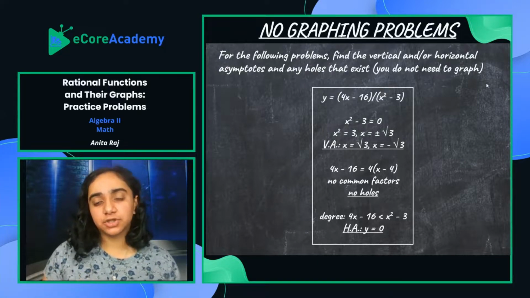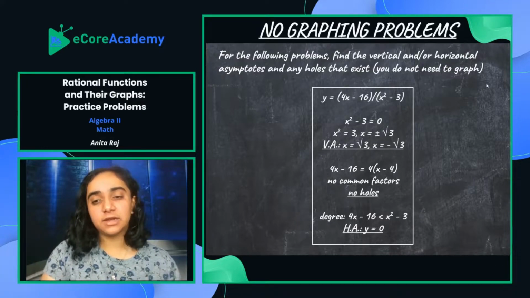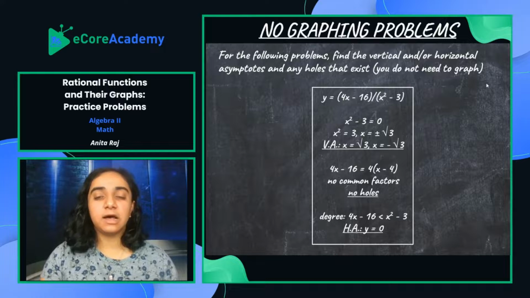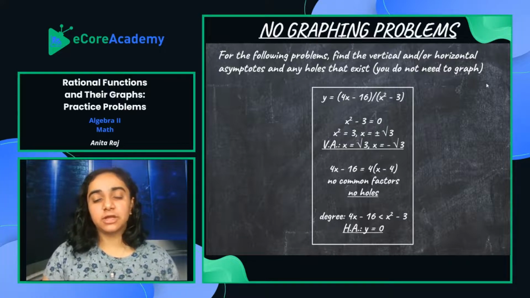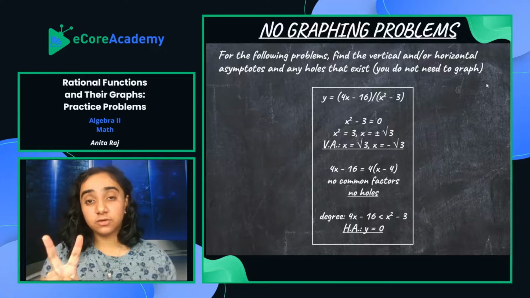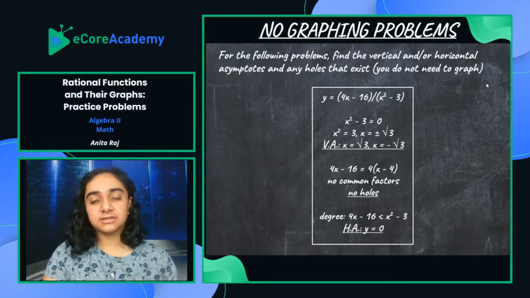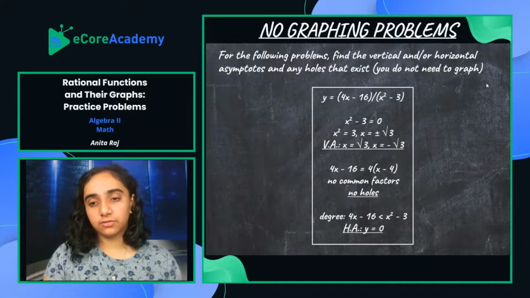So we get x squared equals 3, and then we take the square root of 3, and we have to take the principal square root and the negative square root. So we find that x is equal to positive or negative square root of 3. So the vertical asymptote, we're going to have 2 of them in this case. One is going to be at x equals the square root of 3, and the other one's going to be at x equals the negative square root of 3.